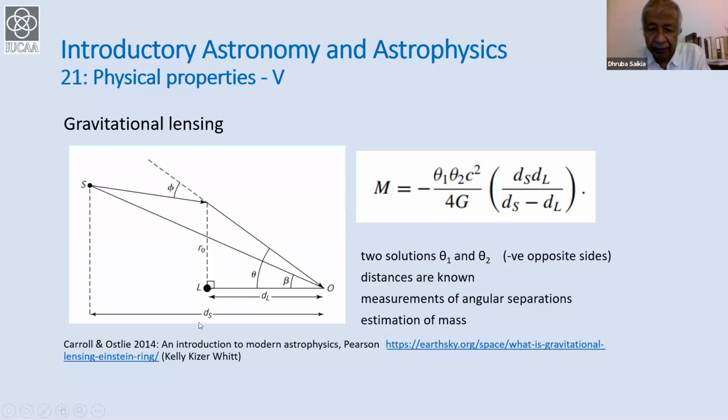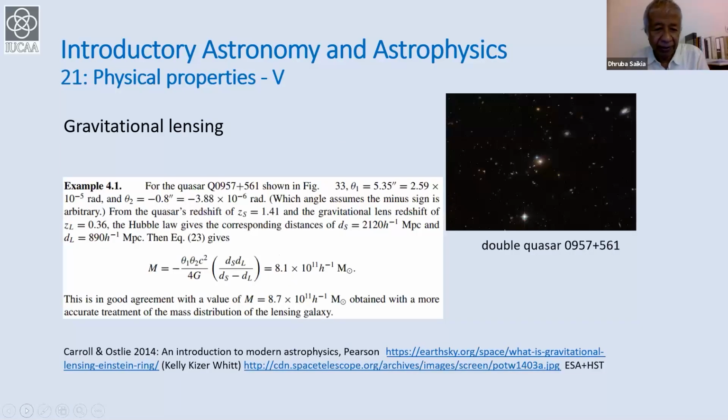Usually it is not a single object, usually it's a distribution of mass, both for the source as well as the lensing object. And one does very detailed modeling to try and find out how the mass might be distributed, along with the estimate of the mass.